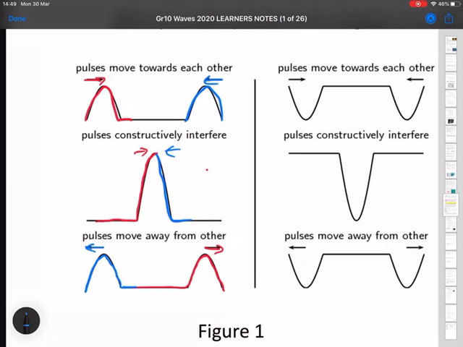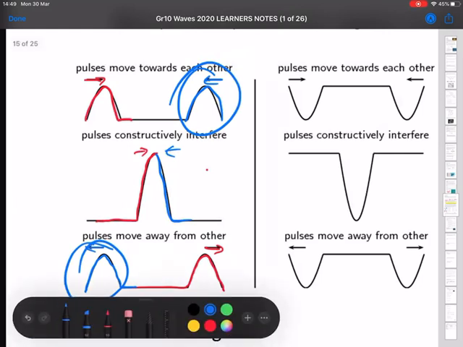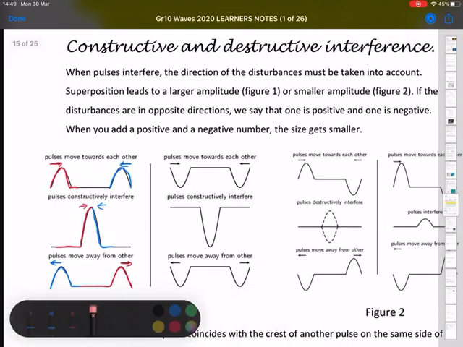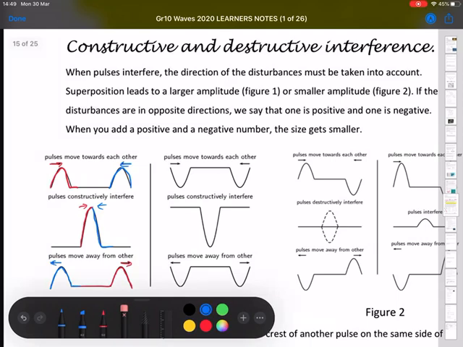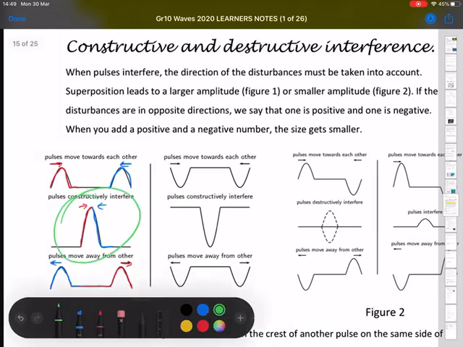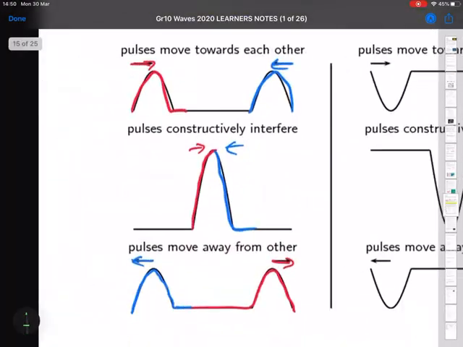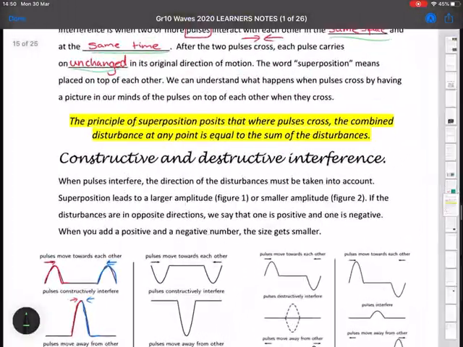So by that I mean whatever its amplitude was before the interference, it'll have exactly the same amplitude after its interference. Okay. Notice that in the middle diagram here, they were interacting at the same time. Over here, they were interacting at the same time. Okay, so interference is when we've got 2 or more pulses that interact with each other in the same space at the same time, and after the pulses have crossed, each pulse carries on unchanged in its original direction of motion. So that's what's happening in this diagram that I've just spoken to you guys about.